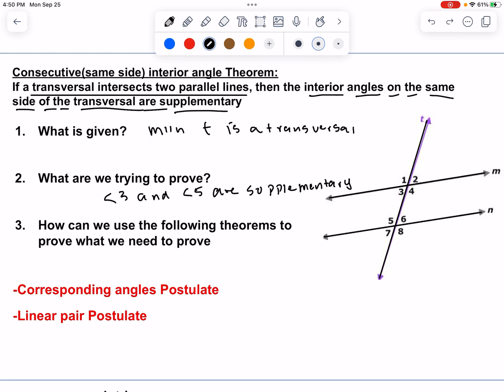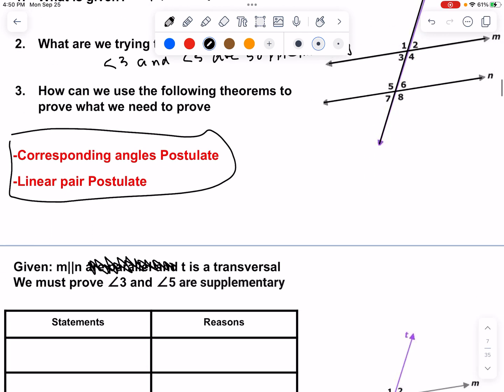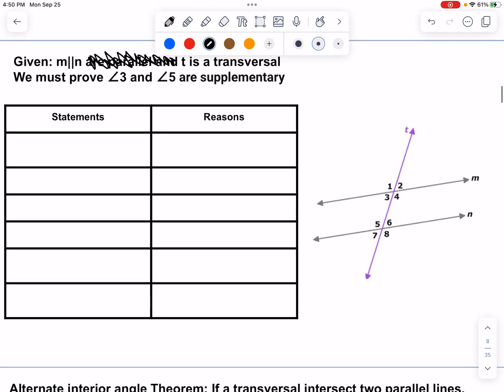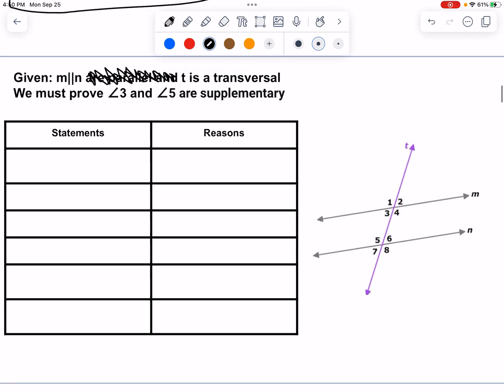Okay, we're going to use these two theorems to prove it. So let's go down to the proof. Let's start with the given. The given is always the same. We know M is parallel to N. It has to be parallel, otherwise we're not going to be able to use our theorems. And T is a transversal. That's the given.